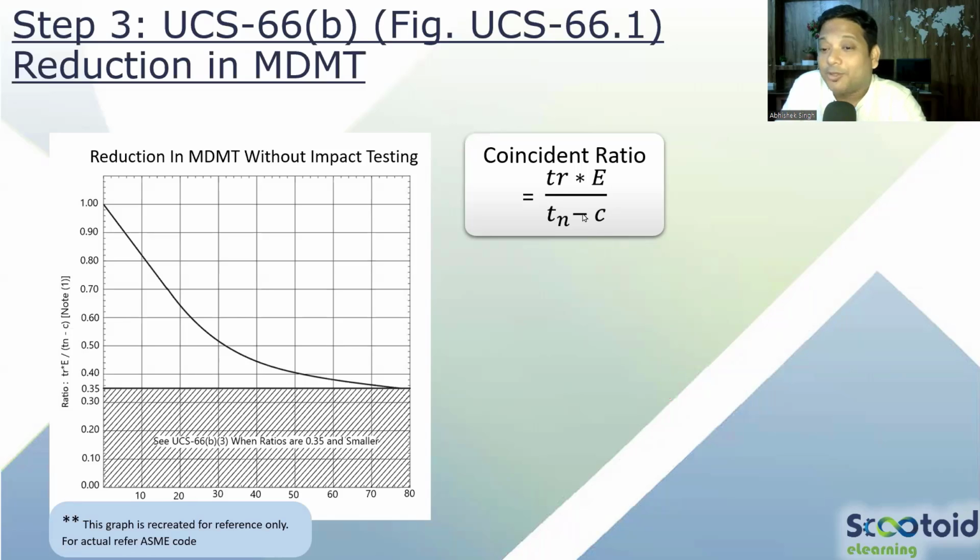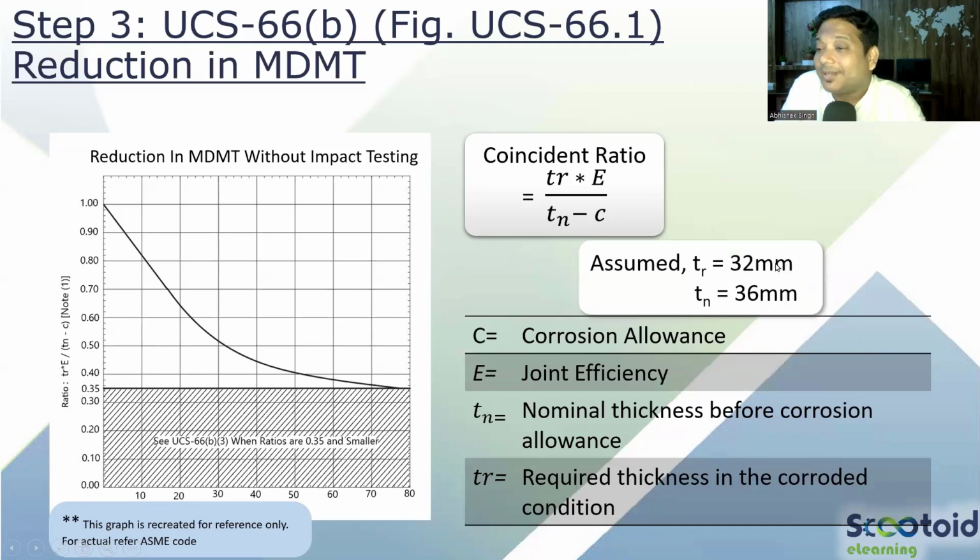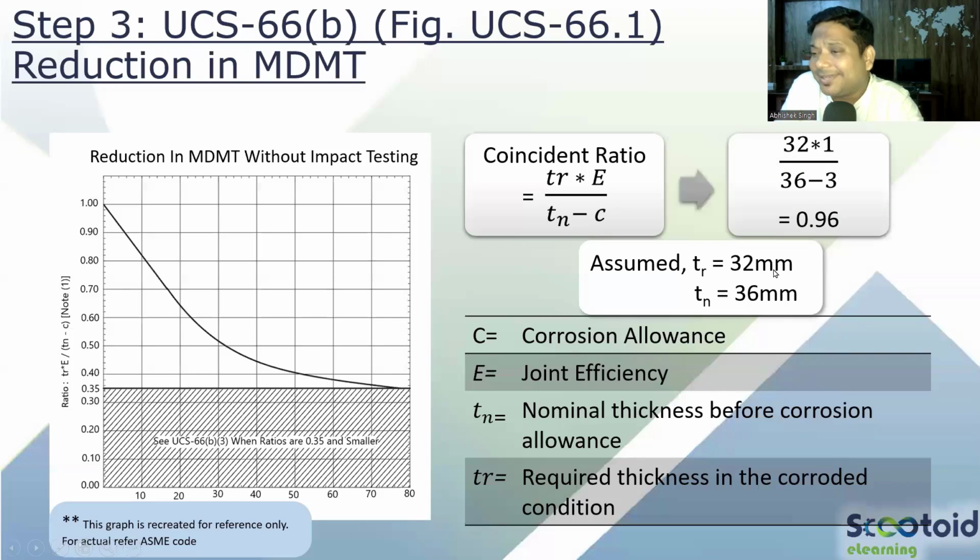Great. So how will you be calculating? In the example which we have taken, TR was 32 mm, TN nominal thickness 36 mm. Corrosion allowance, you can consider 3 mm, which is usual. So what coincident ratio will I be getting? In the curve, MDMT increases because it purely talks about the thickness. It does not consider stress. For the same stress, if your thickness is increasing, then you'll be able to get advantage, not independent. So in the curve, it is not related to stress.